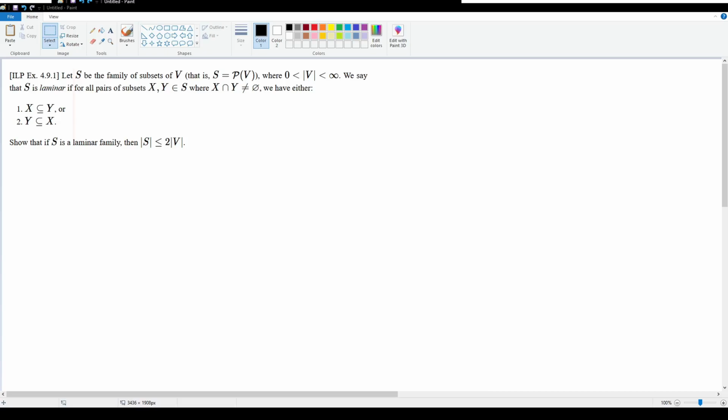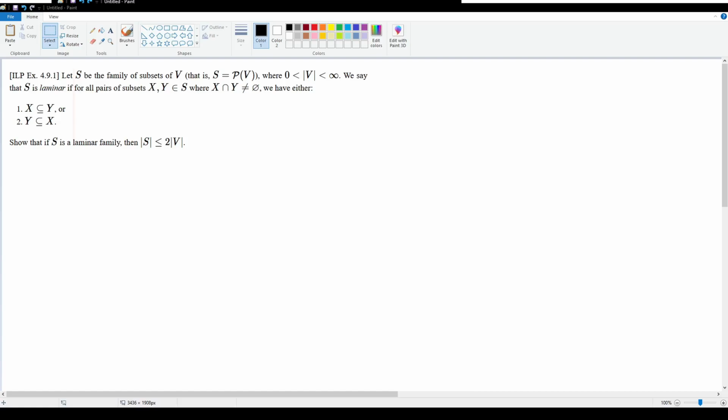So we say that S is laminar if for all pairs of subsets X and Y of S, where X and Y are not disjoint, right? So their intersection is not the empty set. We have one of two cases. Either X is a subset of Y or Y is a subset of X. Okay. So we want to show that if S is a laminar family, then the number of elements in S is less than 2 times the number of elements of V.